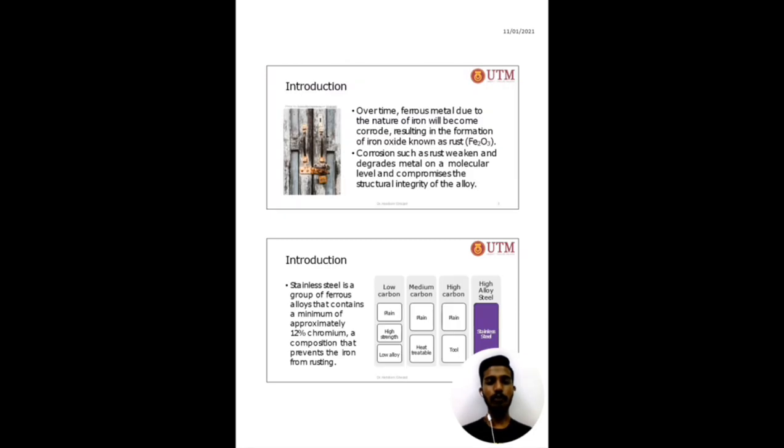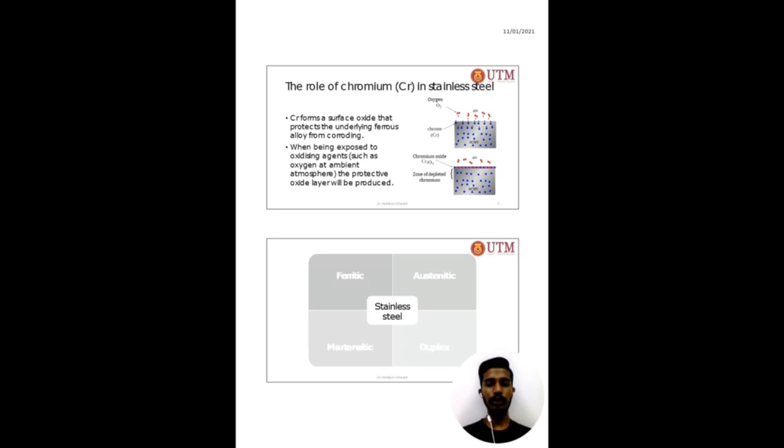Let me explain more about stainless steel. Stainless steel is known for its excellent corrosion resistance. There are different grades of stainless steel, each with its own unique properties. The most common grades are austenitic, ferritic, martensitic, and duplex stainless steel.